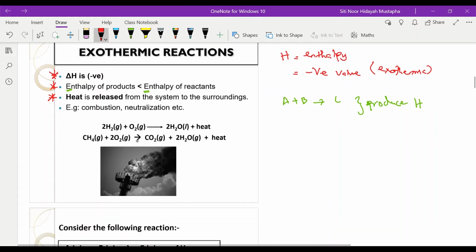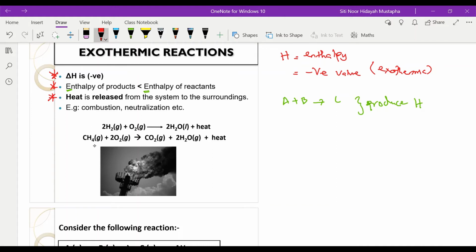Okay, so this is the example. The first one is combustion. You know that when we talk about heat of combustion, it means oxygen is being added. Alright, so 2H2 gas plus oxygen gas is equal to liquid water plus heat. So this is an example of an exothermic reaction, which means the enthalpy of products here is lower than the enthalpy of reactants, or you can understand that heat will be released.